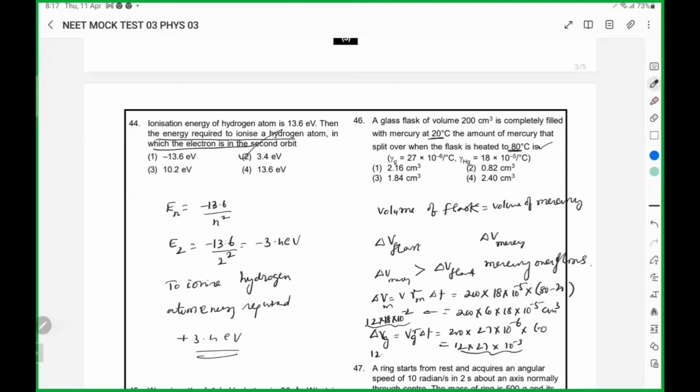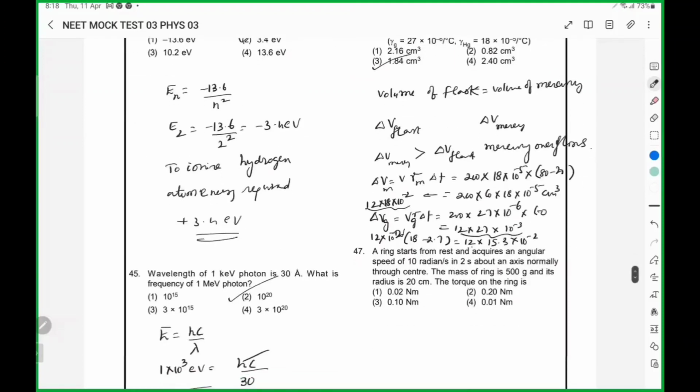Overflow will be 12 into 18 into 10 power minus 2 minus 12 into 2.7 into 10 power minus 2. We can take 12 common, 10 power minus 2 common, 18 minus 2.7, which is 12 into 15.3 into 10 power minus 2. 12 into 15 is 180. So this is roughly 1.84 centimeter cube.